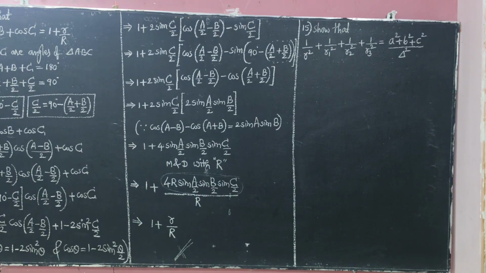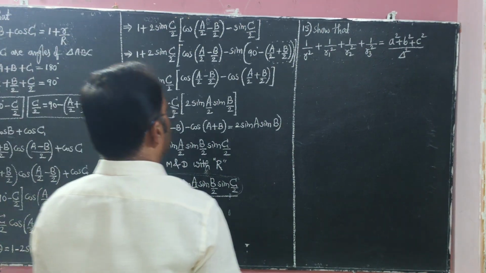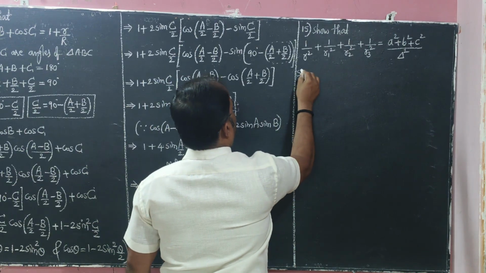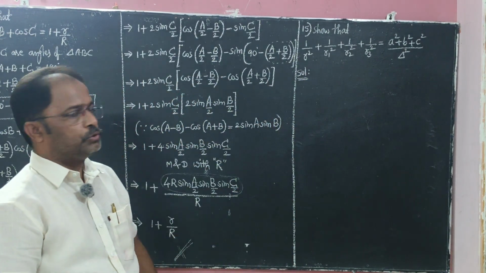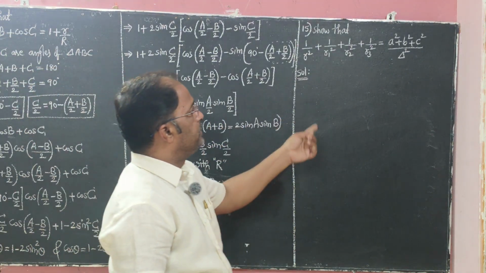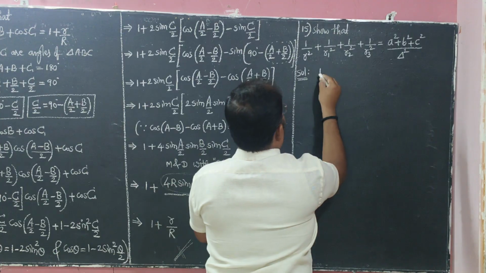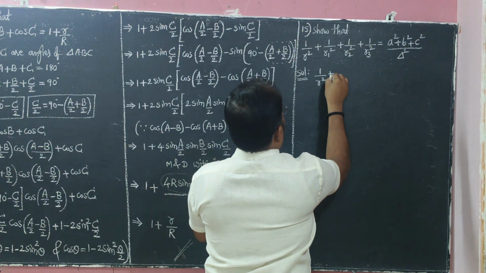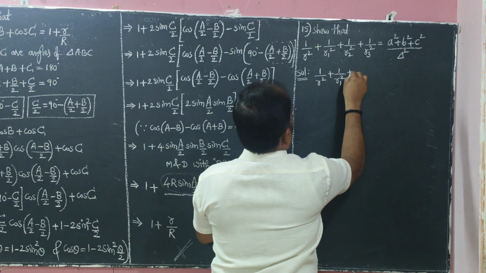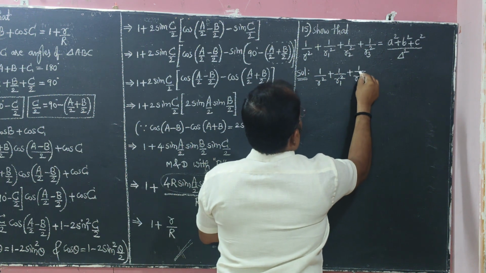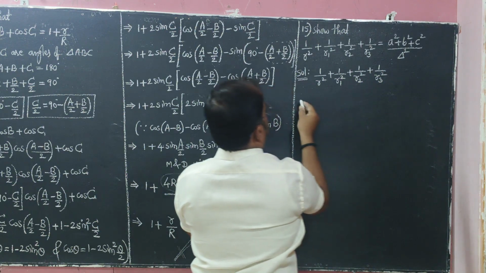The next problem is, show that 1/r² + 1/r1² + 1/r2² + 1/r3² equals, we have to show that the answer is (a² + b² + c²)/Δ². First of all, write the LHS: 1/r² + 1/r1² + 1/r2² + 1/r3². Okay, this is the LHS.